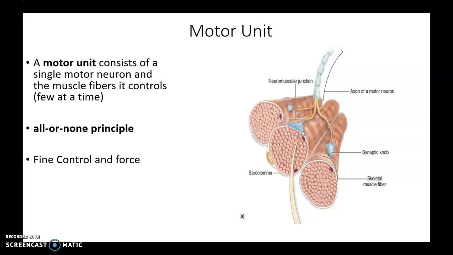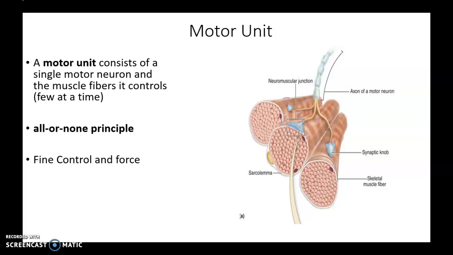So let's say, for example, I am a motor neuron, and in lab, I am controlling 32 of you, right? So me, I'm a motor neuron, I'm controlling 32 of you. And this forms a motor unit.